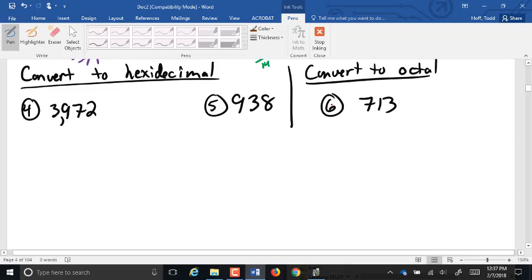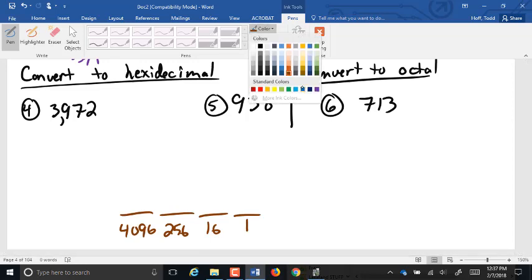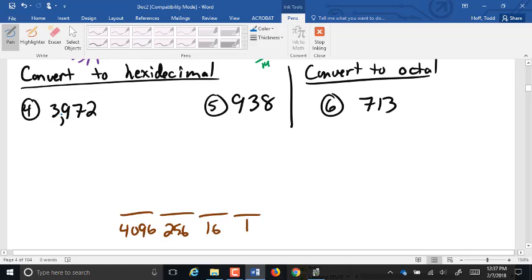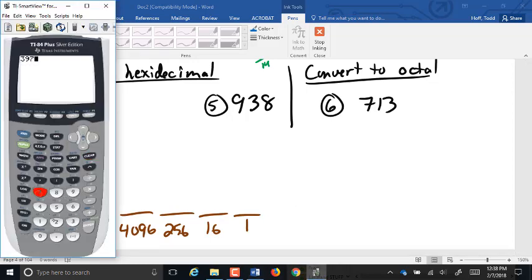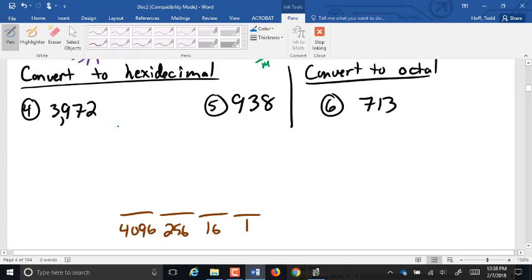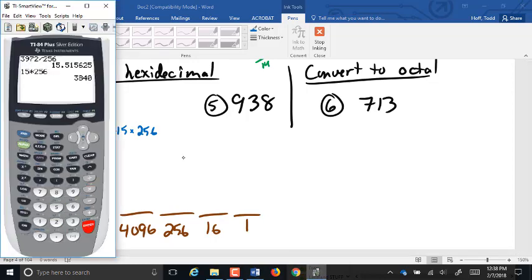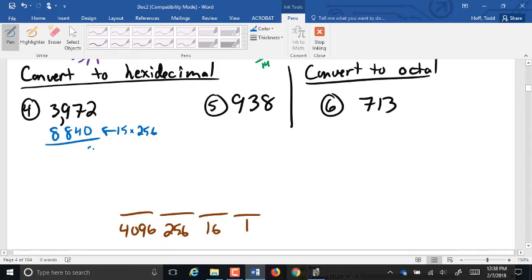Convert to hexadecimal. For hexadecimal, our place values are 1s, 16s, 256s, 4096. That's high enough for any of those. For 3,972, we can get a 256. How many times can we get 256 out of there? About right. 15 will come out. So 15 times 256 is 3840. So it's 132 left. How do I write 15 in the 256s place? F is 15. You got it.